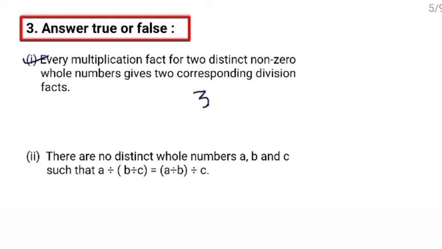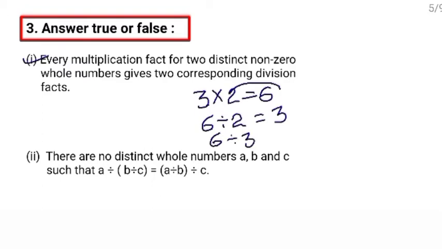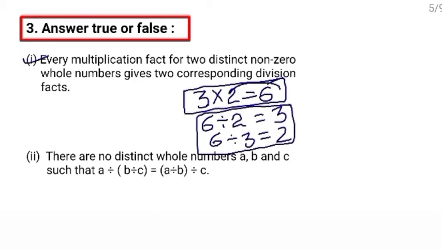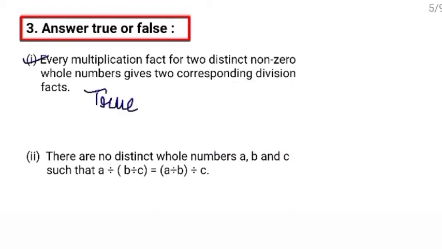If 3 multiplied by 2 is equal to 6, from this statement we can write that 6 divided by 2 is equal to 3 and 6 divided by 3 is equal to 2. Right? From this multiplication statement we have written these two distinct statements which are the division facts. So this is a true statement. Clear?